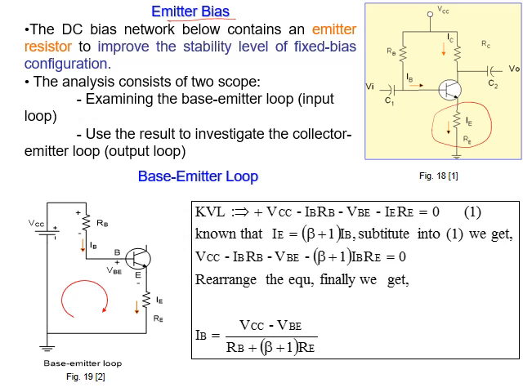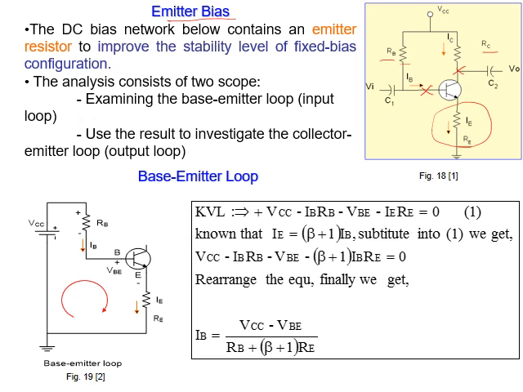Okay? When I add resistance on the emitter, it becomes a 3 resistance circuit because we have RC, RB, and RE. Okay? This will improve the stability level of the fixed bias and make it more stable. Now, as usual, we start with the input circuit, which is on the base here, and then we go to the collector circuit, which is here.